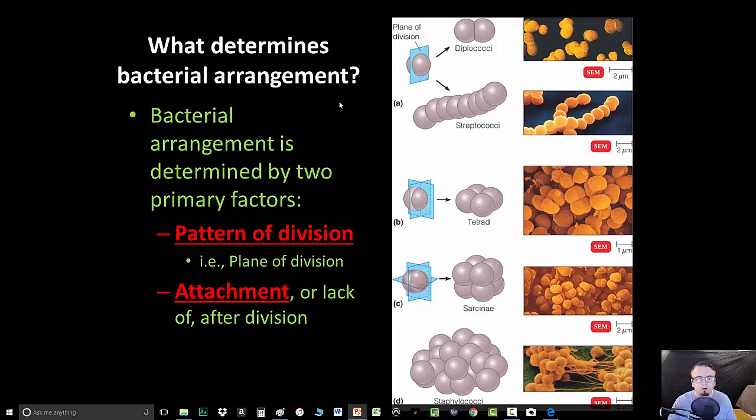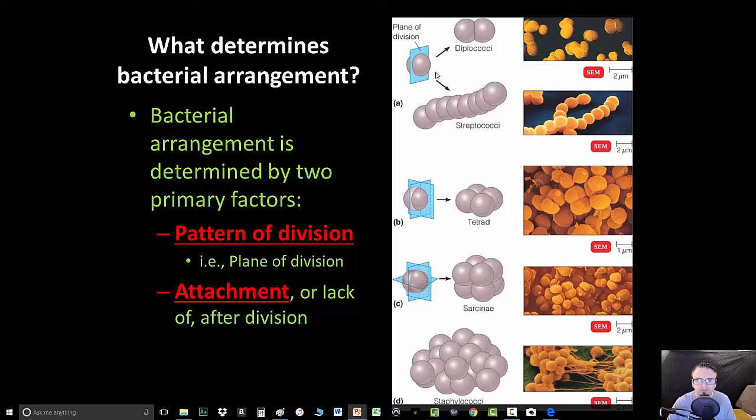Okay, one more note about arrangement is that it's determined by two factors, and you want to recognize that those two factors are the pattern of division, or sometimes referred to as the plane of division, which is essentially where in the cell division occurs. So typically it will occur somewhere in the middle, and this is referred to as the plane of division. Sometimes this plane of division will be consistent in the same orientation with each cell division, and when that happens, we can end up with an arrangement like streptococci, where the pattern of division is the same point in each cell, and as they divide and remain attached, which is the second part we'll talk about, they end up creating a chain like this.